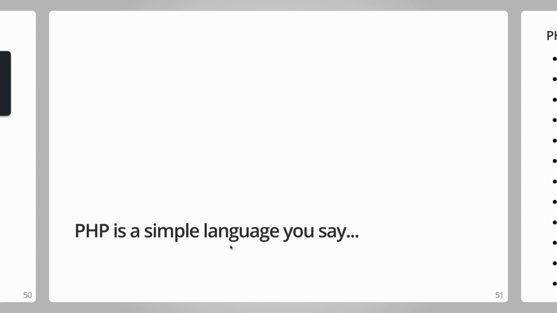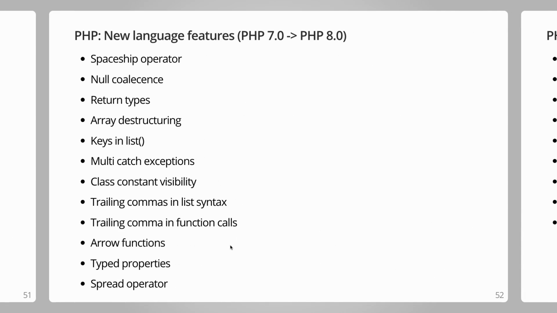So PHP is a simple language, you say. For this presentation, I've dug through the PHP RFCs and looked at all the language features which have been introduced between PHP 7.0 and 8.0. So let's see if you know some of them. Language features affecting the syntax introduced from PHP 7 to 8 are the spaceship operator, null coalescing, return types, array destructuring, class constant visibility, arrow functions, trailing commas, blah blah blah, and so on and so on.